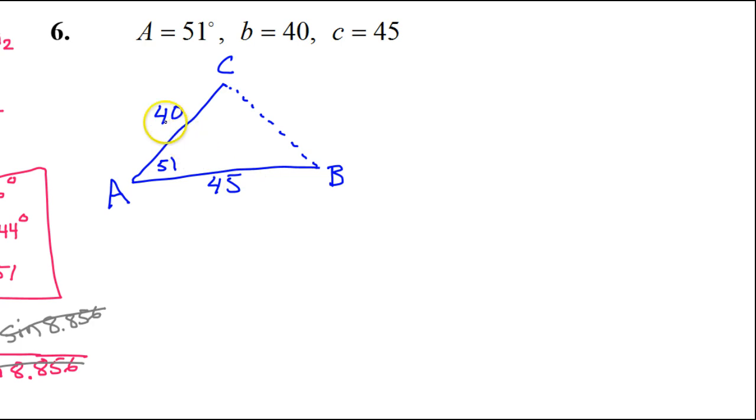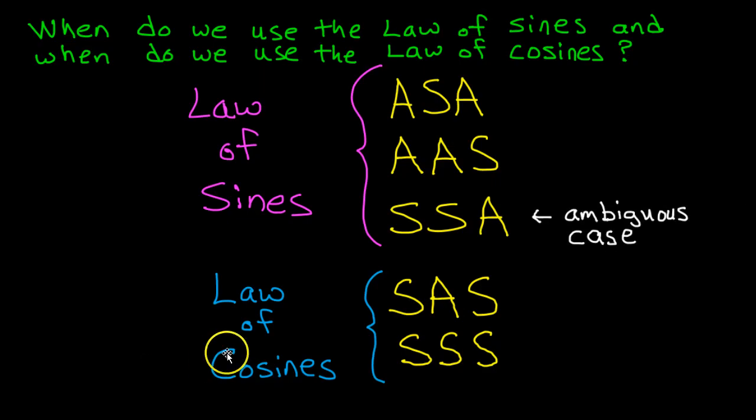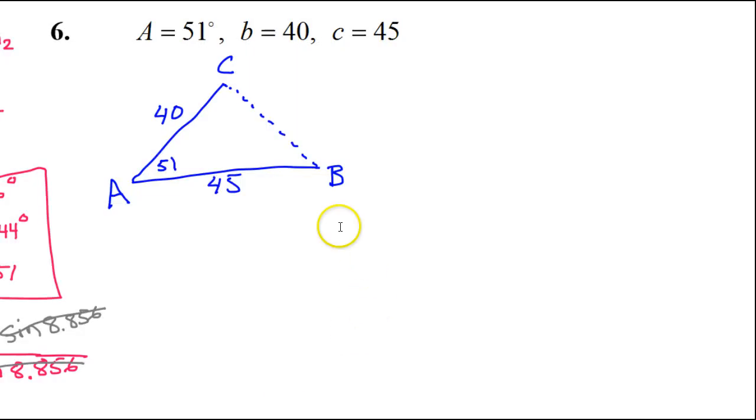Either way, you see that this is a side angle side situation. All right, side angle side. So this is not the ambiguous case. Not only is it not the ambiguous case, but for side angle side, this is one of the times when we do the law of cosines. So we will not be doing the law of sines on this particular problem. So there's no need for this to be dotted then. All right, so I'm just going to go ahead and make this solid.